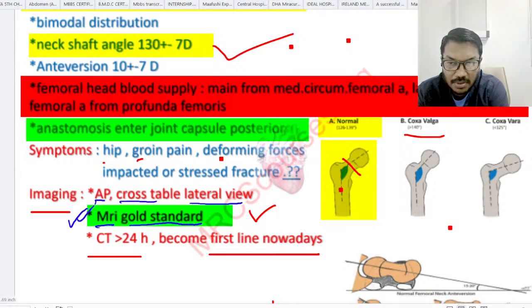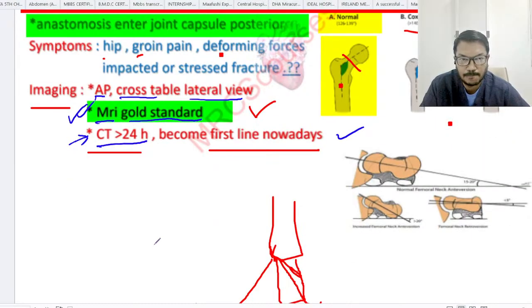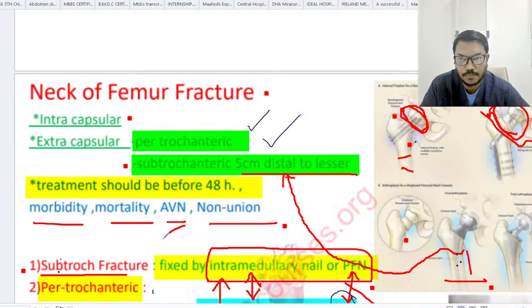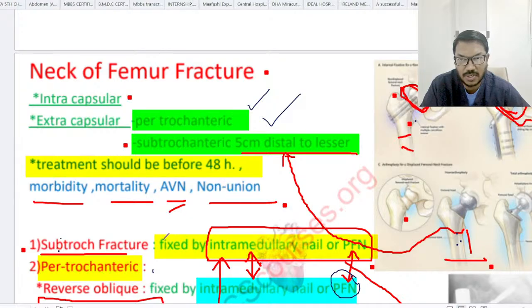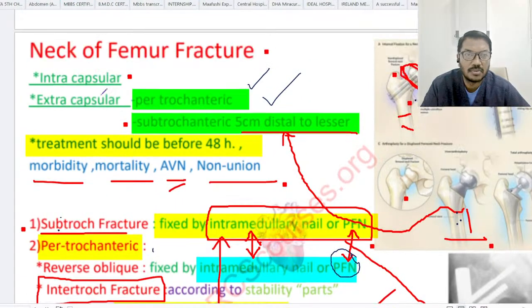For hip fracture, MRI is the gold standard. And if it is more than 24 hours, then it becomes first line nowadays. Okay. Neck of the femur fracture. We can divide it into intracapsular and extracapsular. Intracapsular means within the capsule, the joint capsule, right?